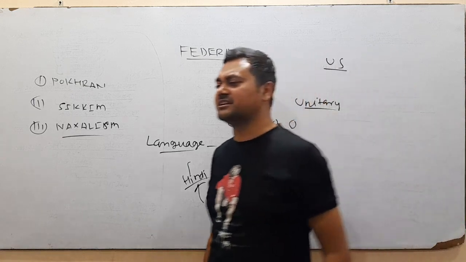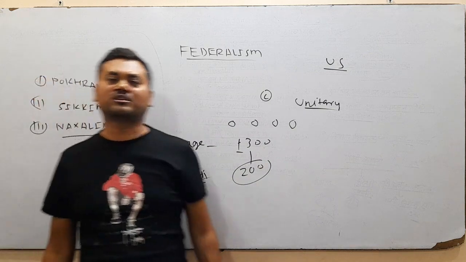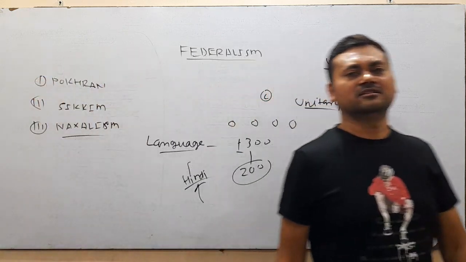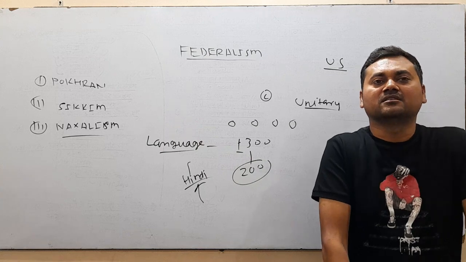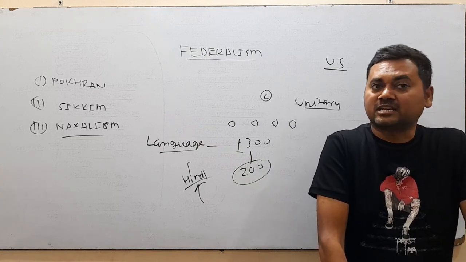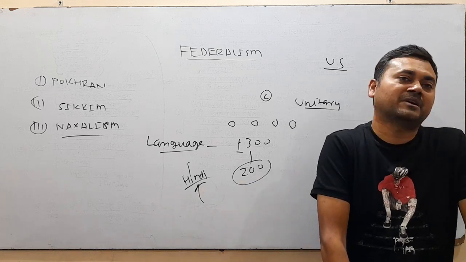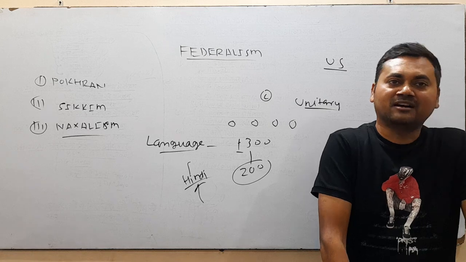However, some of these states that were formed were not based upon language. For instance, you can take the example of Uttarakhand. It was not based upon language. It was the outcome of cultural and other perspectives. You can also take the example of Jharkhand, which used to be part of Bihar once upon a time.